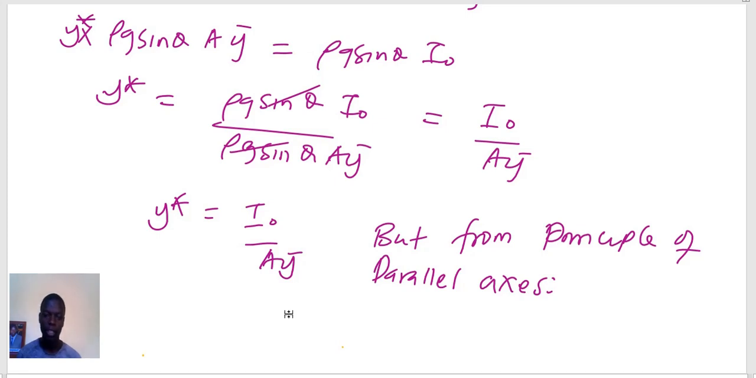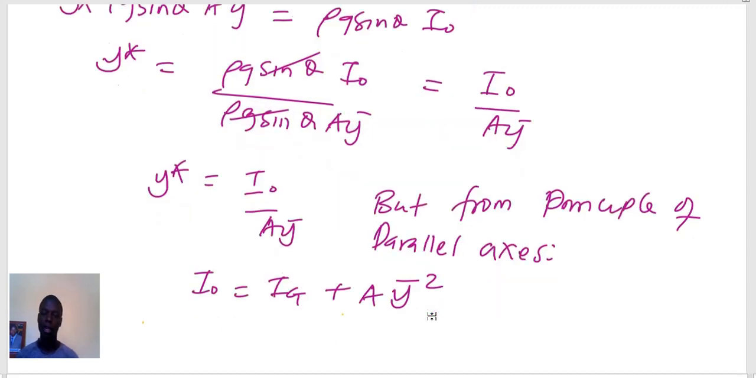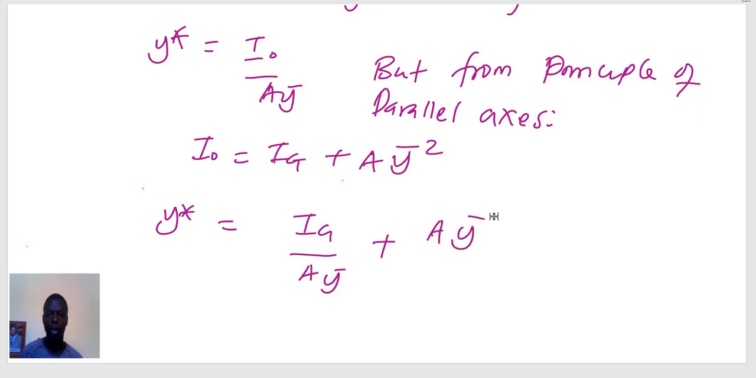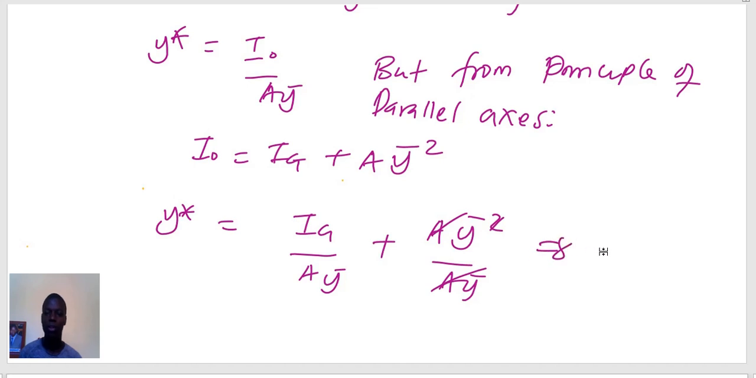I naught can be obtained, and I naught will equal Ig, which is the second moment of area about an axis passing through the centroid of the surface, plus the area of the entire surface times the square of the distance between the axis taken and the centroid. That's what the principle of parallel axes means. So it means here that y star will equal Ig over A y bar plus A y bar squared over A y bar. This and that will go, so that this whole expression will be Ig over A y bar plus y bar.